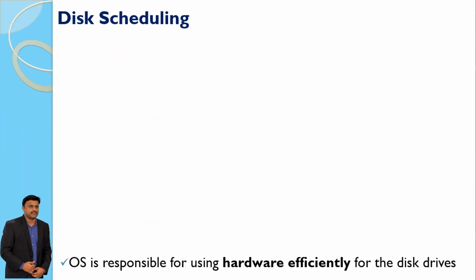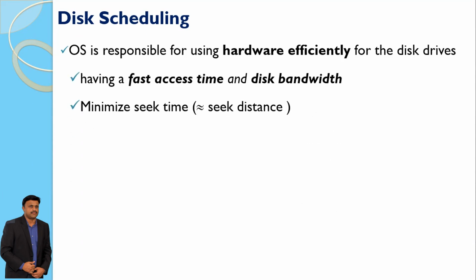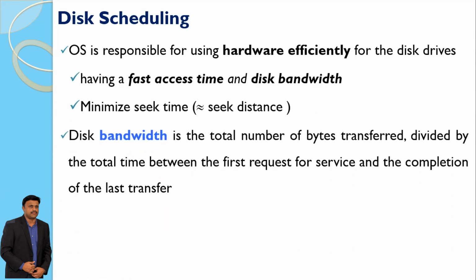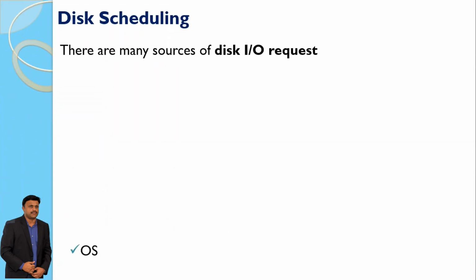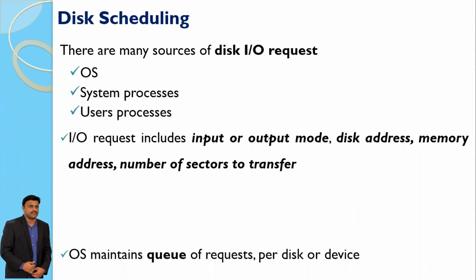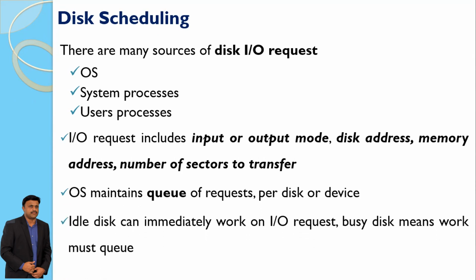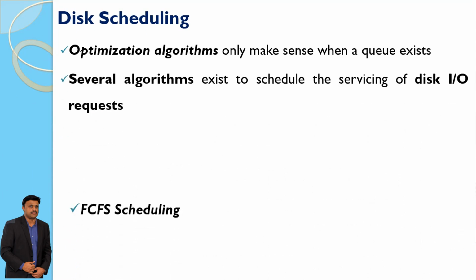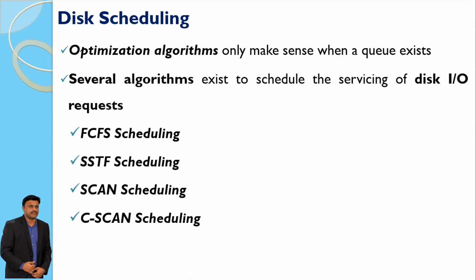The operating system uses hardware efficiently for disk drives by minimizing seek time and maximizing disk bandwidth, which is the total number of bytes transferred over time. Disk I/O requests come from the OS, system processes, and user processes. These requests include various parameters and are managed in a queue, with idle disks immediately working on new requests. Optimization algorithms are used when a queue exists. Several algorithms, such as FCFS, SSTF, SCAN, and CSCAN, are used to schedule disk I/O requests.